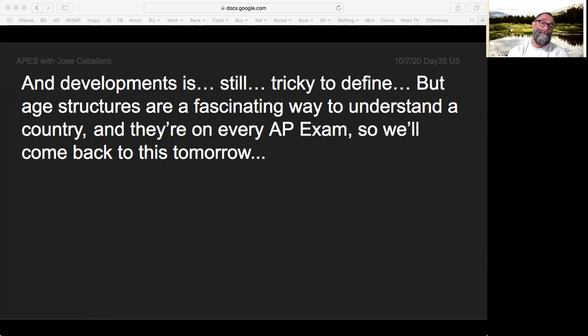But age structures are cool. So we're going to use age structures to discuss countries, which is on every AP test, when we come back tomorrow.